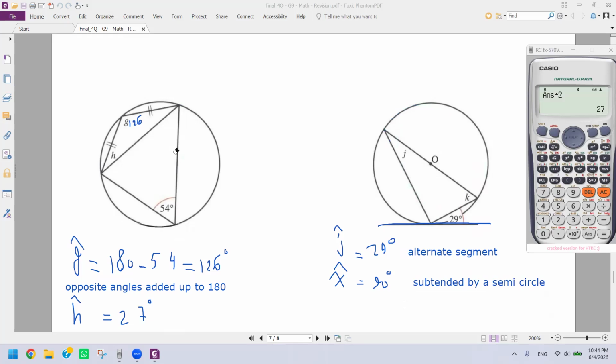So now J is 29. This is 90. How do I find K? Very easy. The triangle is 180 minus 90 minus 29, 61. Angle K is equal to 61 degrees. And the reasoning, triangle is 180 degrees.